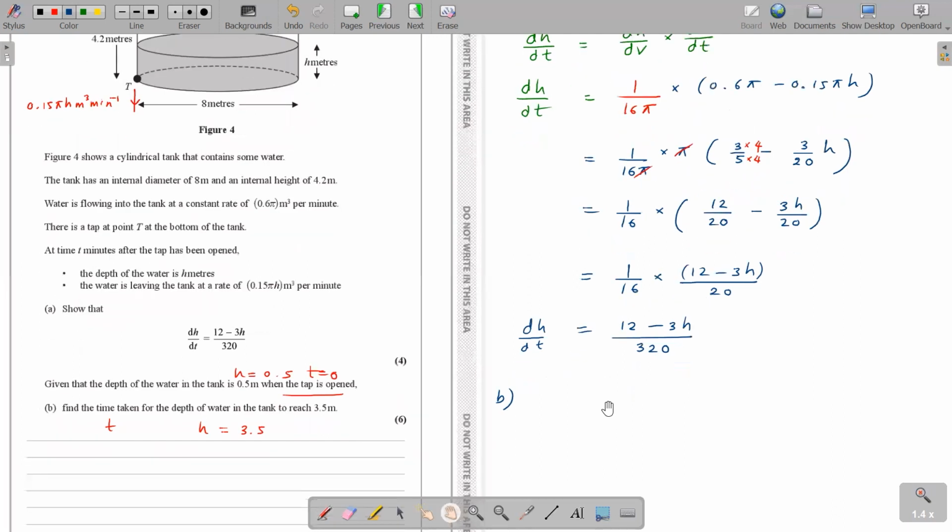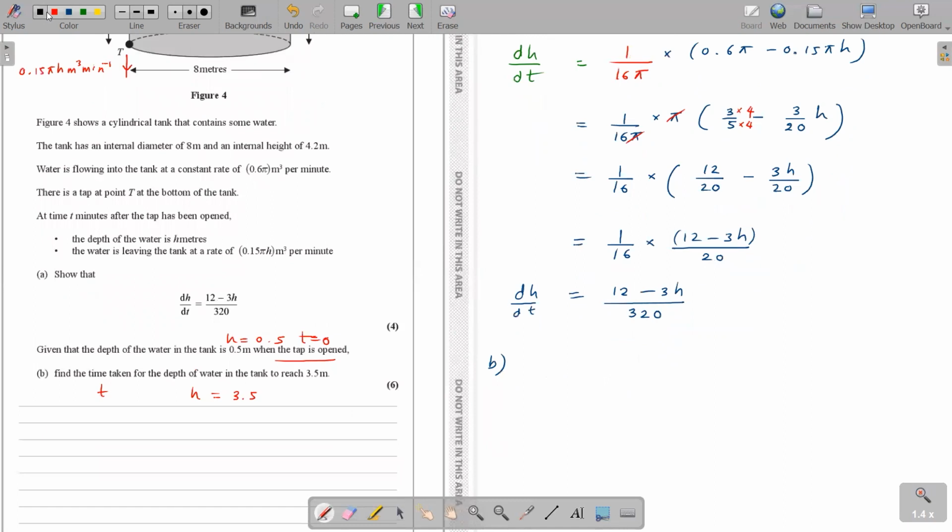This is a differential equation. You can separate the variables and integrate, shall we? So how do we separate variables? dh is over here. 12 minus 3h. I have to bring all the h terms into the side with dh. So what does that give me? 1 over 12 minus 3h. Are you okay with that? On the other side, I have 1 over 320 and dt can come over here. Do you agree with my rearranging, how I rearrange the equation?